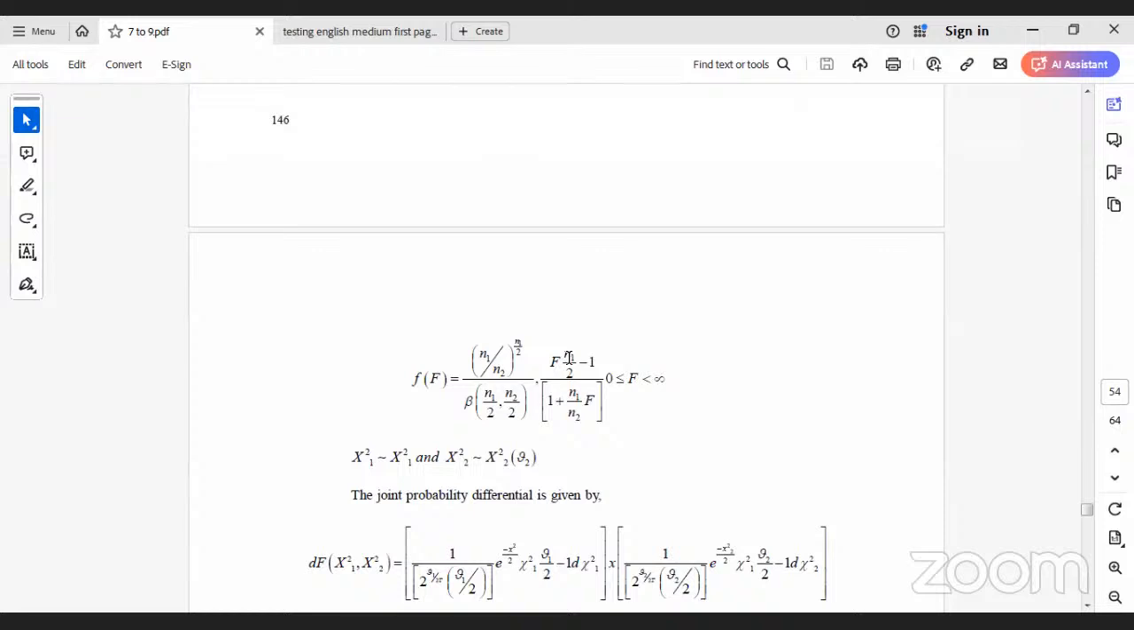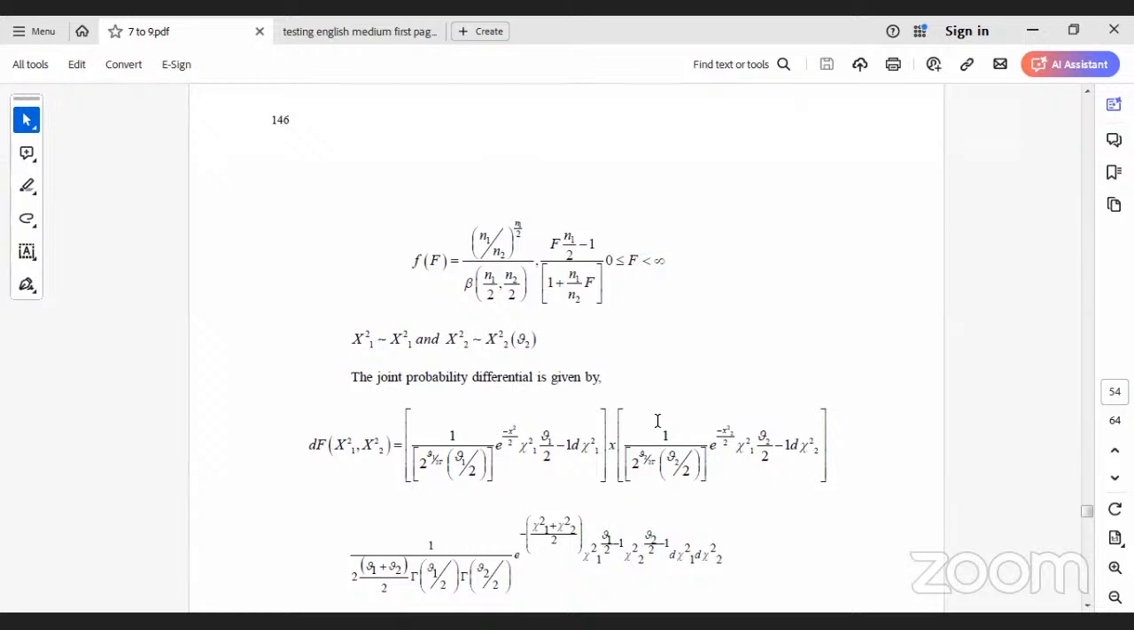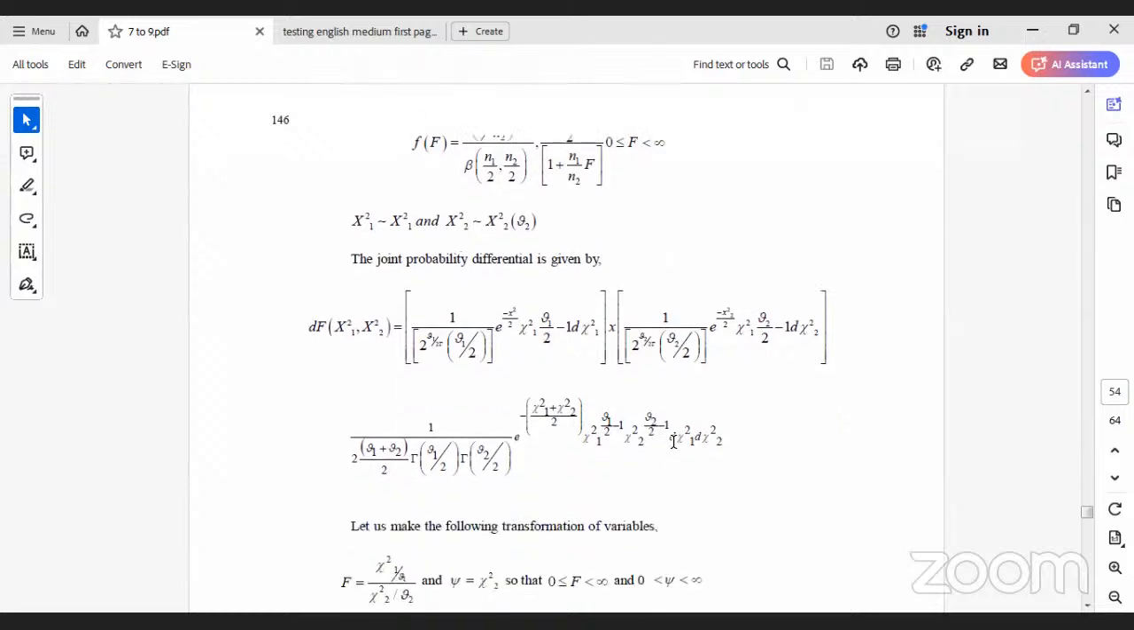f(n1/n2) whole power n1/2 over beta(n1/2, n2/2), f to the power n1/2 minus 1, (1 plus n1/n2 f), 0 less than or equal to f less than or equal to infinity. Chi1 square equivalent to chi1 square, chi2 square equivalent to chi2 square, that is v2 we are taking here. So df of chi1 square, chi2 square we are taking 1 by 2 to the power v1 by v2, minus e to the power minus chi square by 2, chi1 square to the power v1 by 2 minus 1, d chi1 square, into 1 by 2 to the power v2 by 2, e to the power minus chi2 square by 2, chi2 square to the power v2 by 2 minus 1, d chi2 square. So we are multiplying the same.